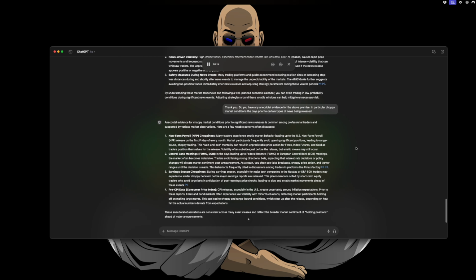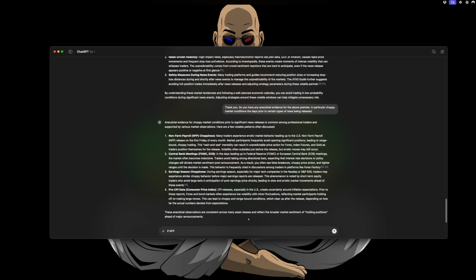1. Non-farm payroll, NFP, choppiness. Many traders experience erratic market behavior leading up to the U.S. non-farm payroll, NFP release on the first Friday of every month. Market participants frequently avoid opening significant positions, leading to range-bound choppy trading. This wait-and-see mentality can result in unpredictable price action for Forex, index futures, and gold as traders position themselves for the release. Volatility.